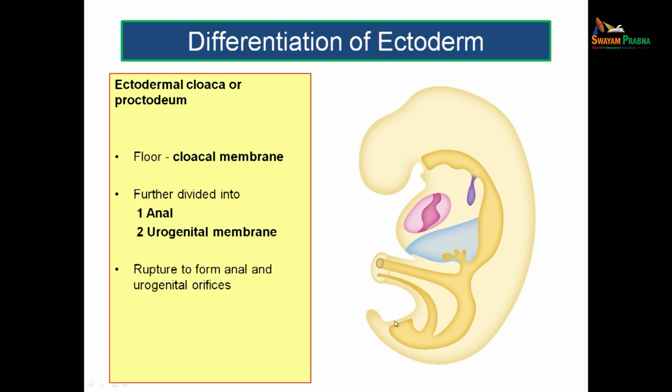So the entire membrane is known as the cloacal membrane, which is nothing but 2 layers fused together, that is the ectoderm and endoderm, without any intervening intraembryonic mesoderm, and this is divided into the anal membrane and urogenital membrane. When the anal membrane ruptures, the anal canal is continuous with the exterior through the anal orifice, and when the urogenital membrane ruptures, the urogenital structures will be continuous with the exterior through the urogenital orifices.